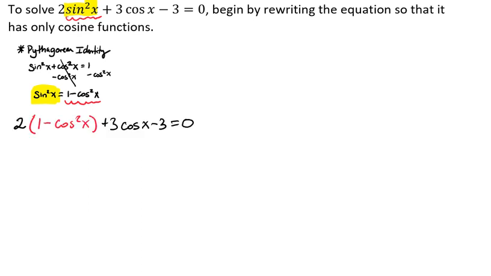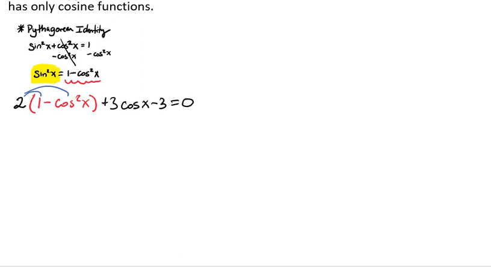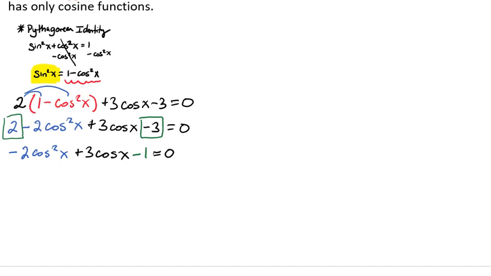So notice that we have 2 times 1 minus the cosine squared of x plus 3 times the cosine of x minus 3. From here, we need to distribute our 2. Doing so is going to get us a 2 minus 2 times the cosine squared of x plus 3 cosine x minus 3 equals 0. Notice we now have 2 numbers that can be combined into a like term. So that's going to give us negative 2 times the cosine squared of x plus 3 cosine x minus 1.